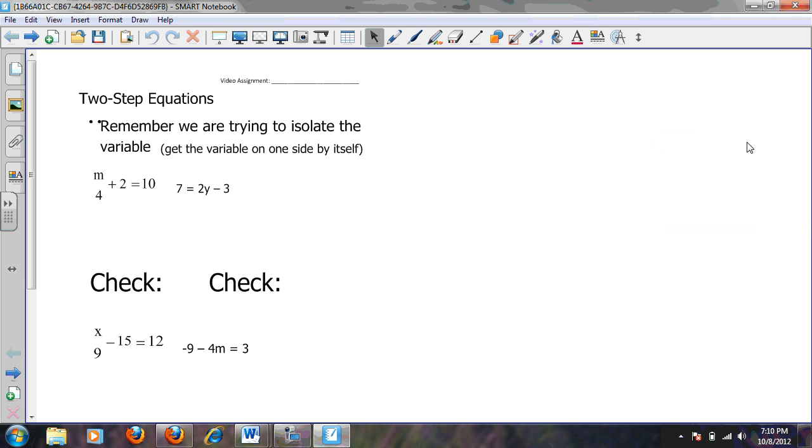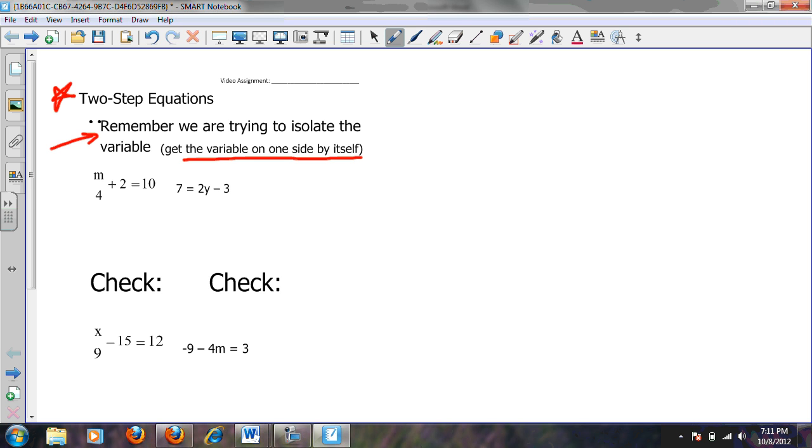This video will cover two-step equations. This is something we did talk about last year, but we will be reviewing two-step equations. Just a reminder that we are trying to isolate the variable. When we isolate the variable, we are trying to get the variable on one side by itself.